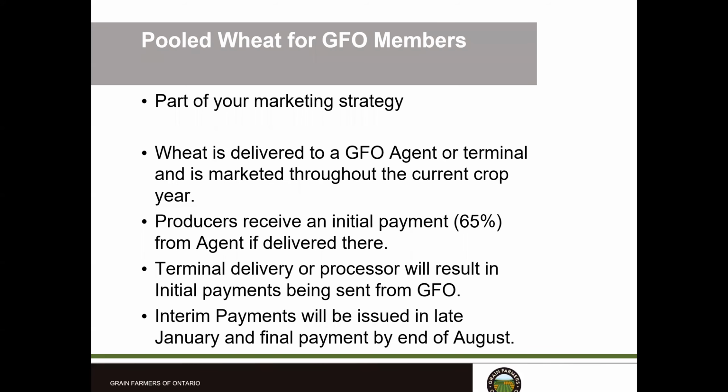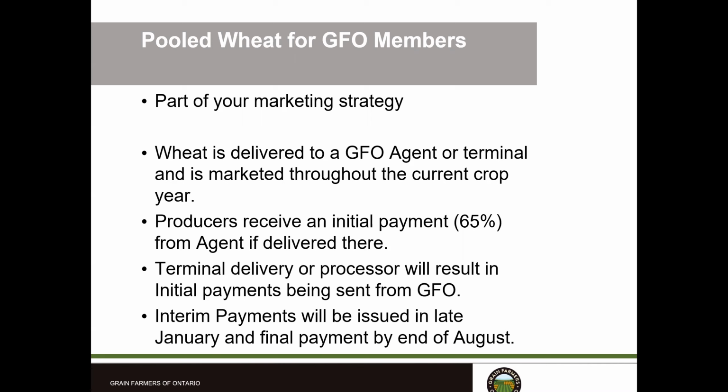The pool is something that Grain Farmers of Ontario offer for our farmer members. Now the pool, I like to look at it as another part of your marketing strategy. The pool is not necessarily something that you would put all your wheat in and walk away. But as some people do forward contracting, some do cash sales, some do futures contracts, you should possibly consider pooling some of your wheat or a percentage of it, especially if the market is down as it is right now, because the beauty of the pool is that we can market it throughout the year and hopefully get a better price throughout the year than you would at harvest when most of the pressure is in the market.